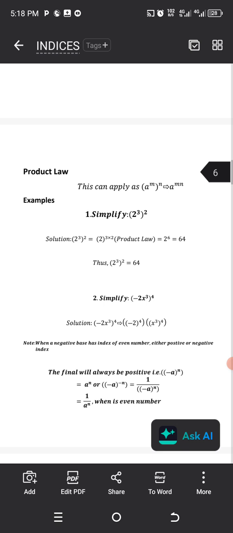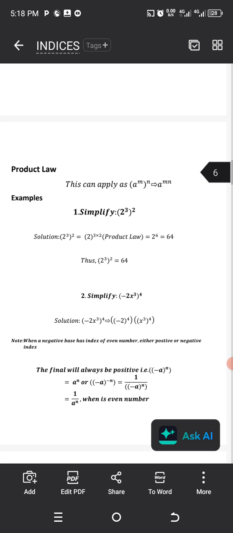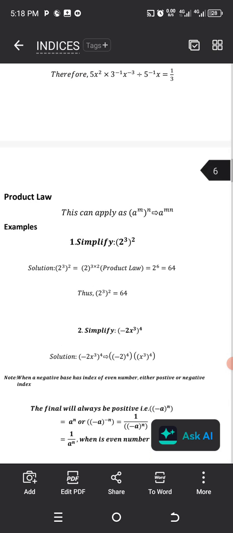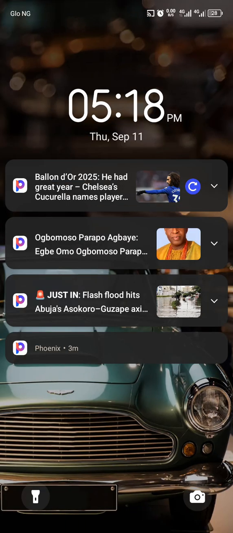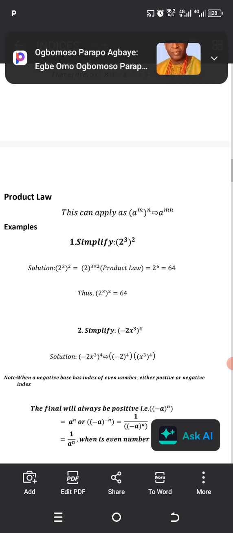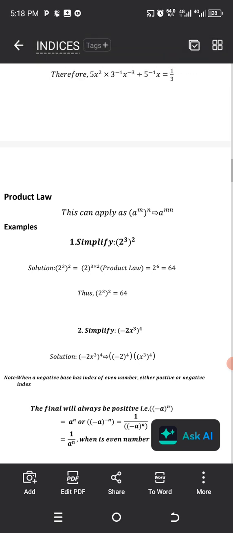So product law can be applied whenever you have an expression where a base and its index is put inside parentheses and raised to another index again. That is when your mind must go straight to product law. Recall that we've applied product law in some questions, but majorly it was when the base and index are multiplied by the same base with a different index directly, not in parentheses.